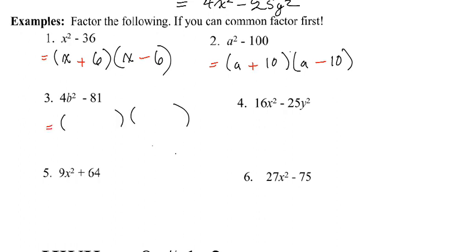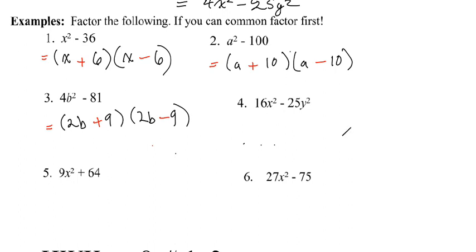The next one we have 4b squared minus 81. The square root of 4 is 2. So let's put 2 in both brackets. The square root of b squared is b. So that's our first term, 2b. And then our second term in the equation is 9, because the square root of 81 is 9. Put a plus, and then a minus. We do the same thing again.